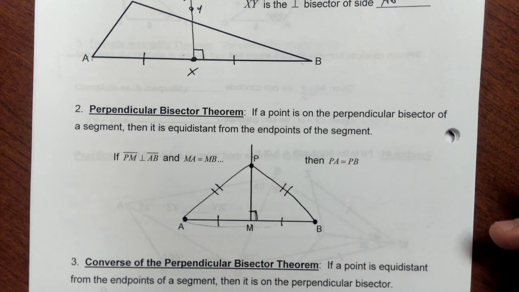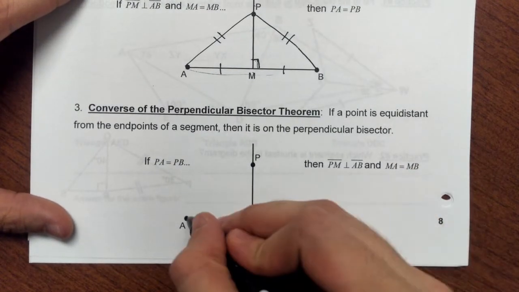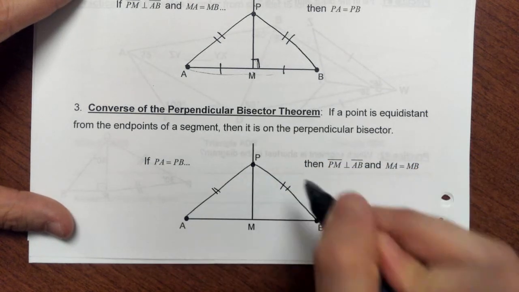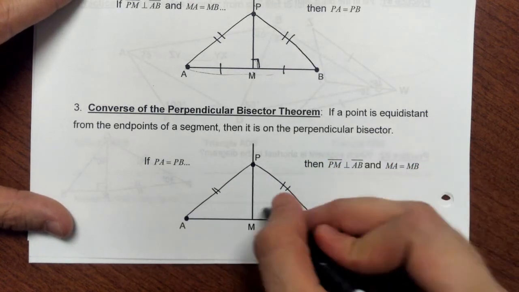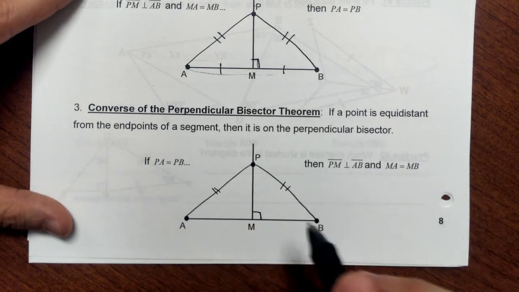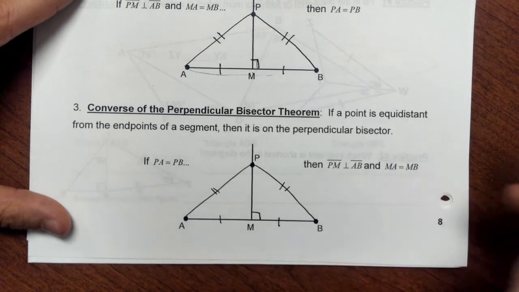Okay? And the converse is also true. If I tell you that PA is congruent to PB, then I can draw the conclusion that PM is a perpendicular bisector of AB. And so MA and MB are going to be congruent.